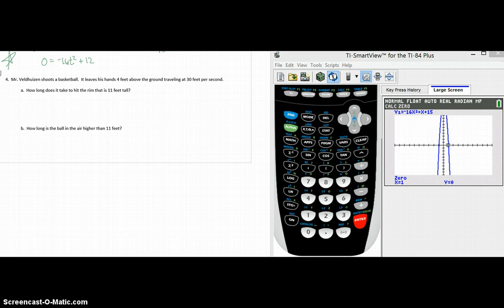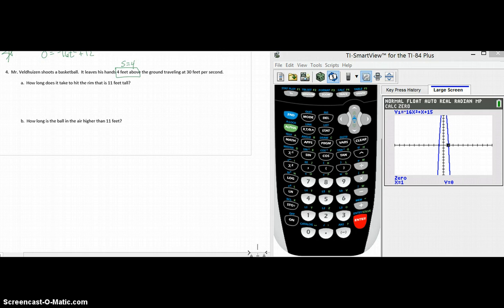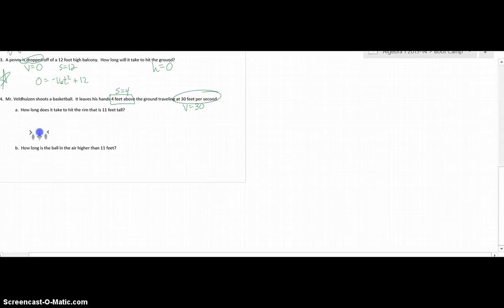Number 4, Mr. Veldhuizen shoots a basketball. It leaves his hands 4 feet above the ground, traveling at 30 feet per second. So, starting height, 4. Velocity, 30. And you're shooting a basketball up, so the velocity is going to be positive. And then part A says, how long does it take to hit the rim that is 11 feet tall? So this is going to be your ending height. This is your h.